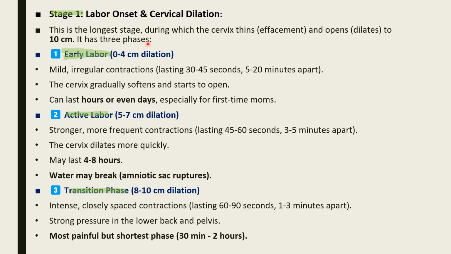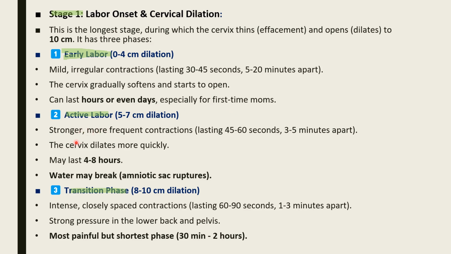This is the longest stage, during which the cervix thins, called effacement, and opens, called dilation, to 10 centimeters. It has 3 phases. Early labor: mild, irregular contractions lasting 30 to 45 seconds, 5 to 20 minutes apart. The cervix gradually softens and starts to open. It can last hours or even days, especially for first-time moms.